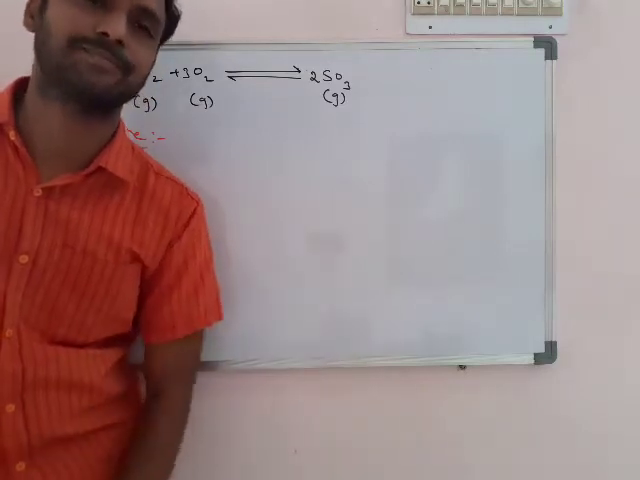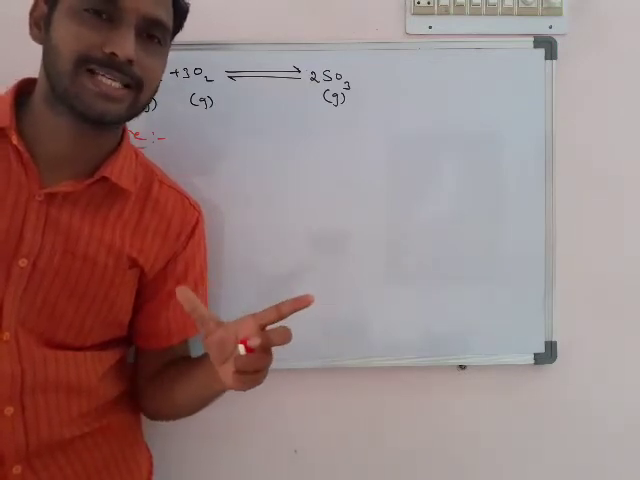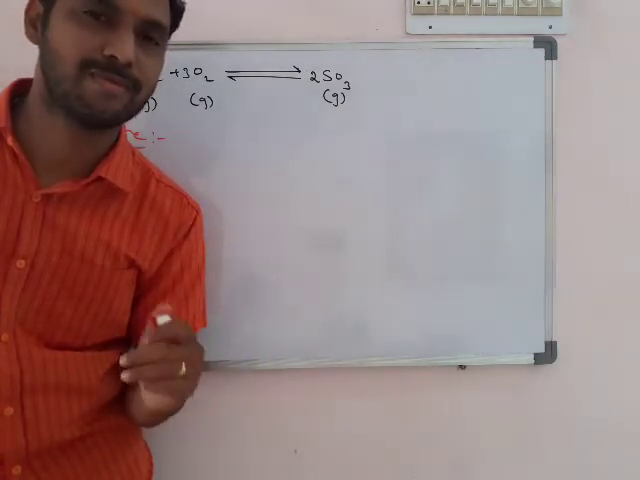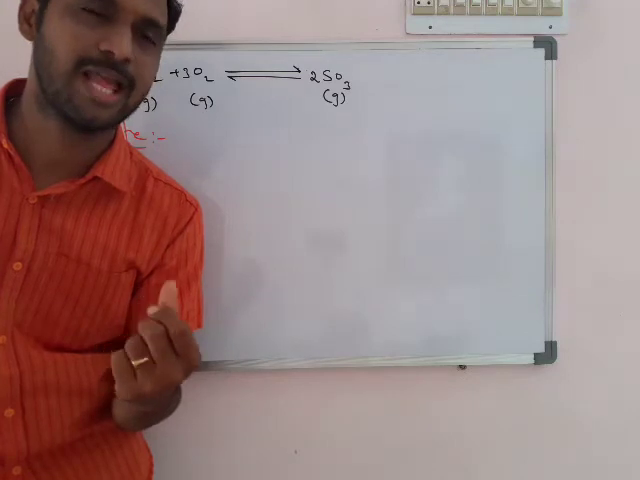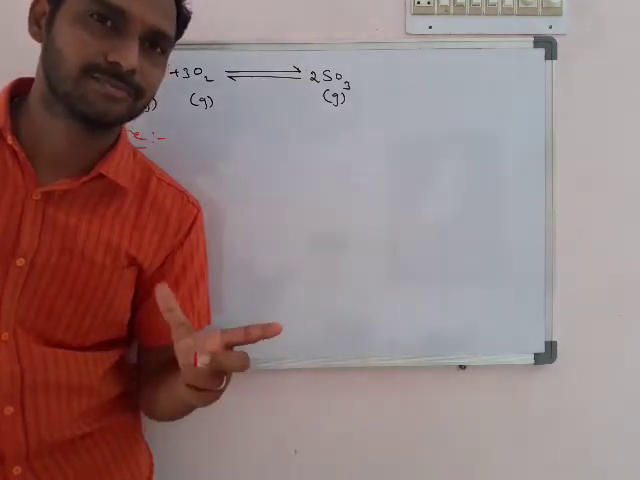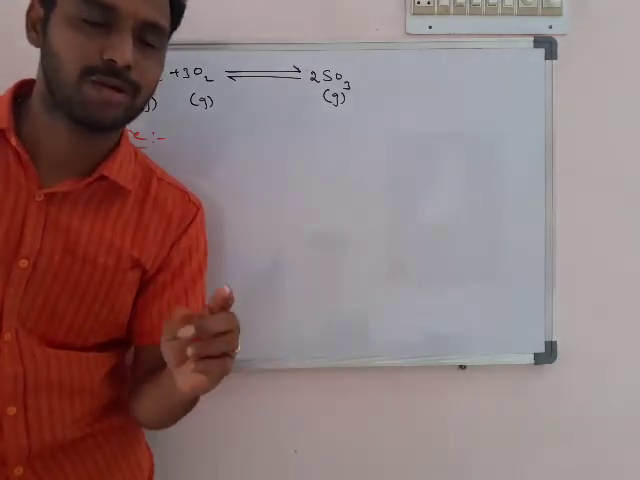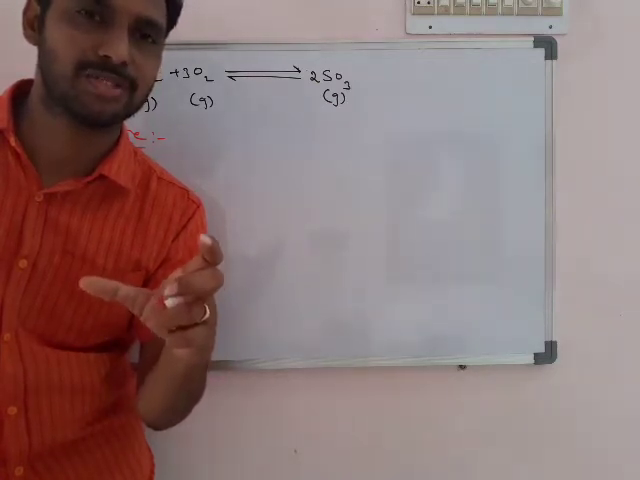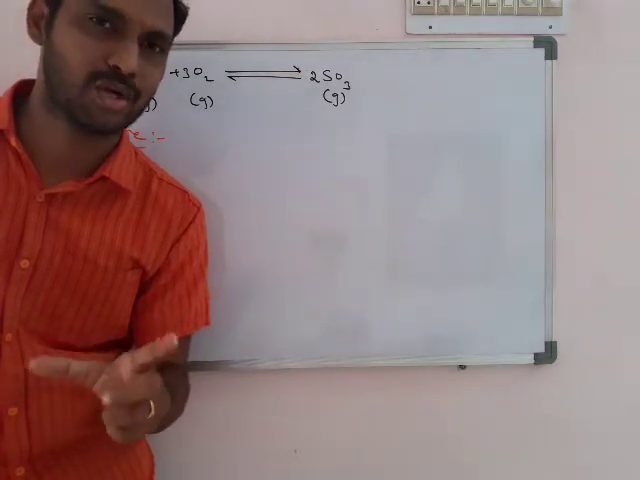After some time, the total reaction mixture composition becomes constant. There is no change in the concentration, that is, the composition, the amount of reactants and products stays the same. It just appears as if the reaction has stopped, but it is not stopped.